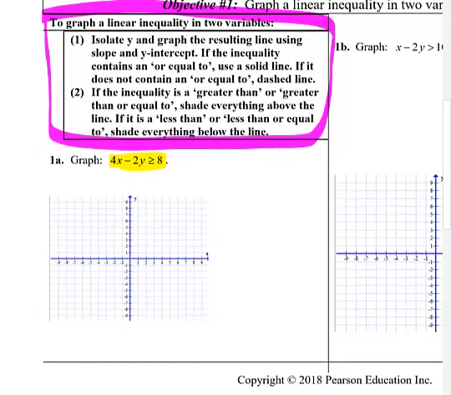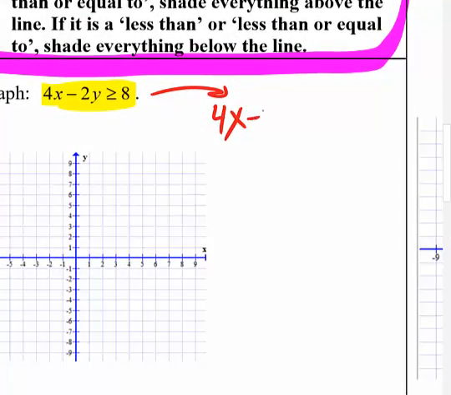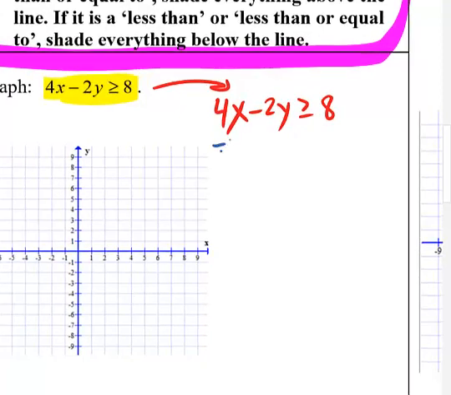If you have a linear inequality like this one, the first step is to isolate y and graph the resulting line using slope and y-intercept. So let's start with that. Off to the side, I'm going to try to isolate y. The first thing I would do is move the 4x over, so I'll subtract it.